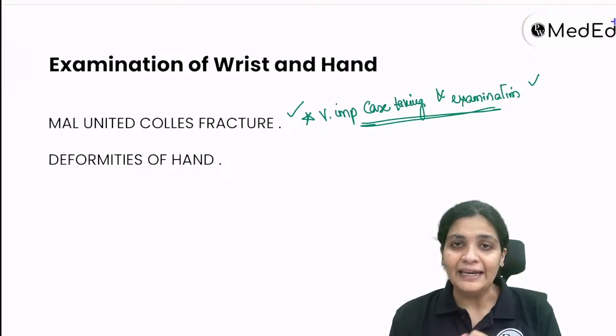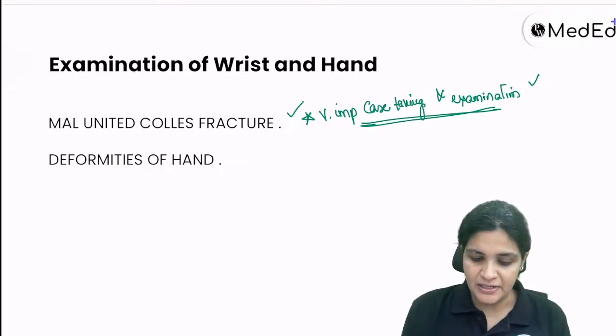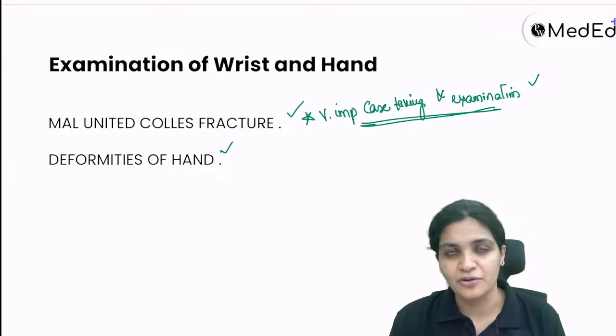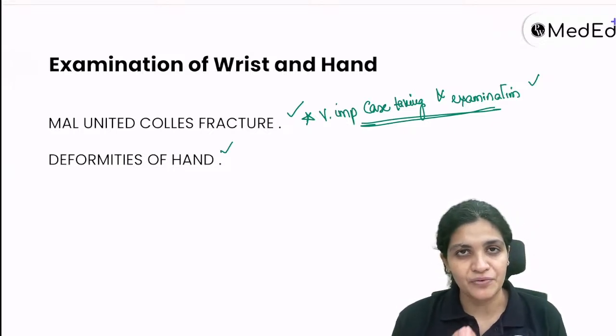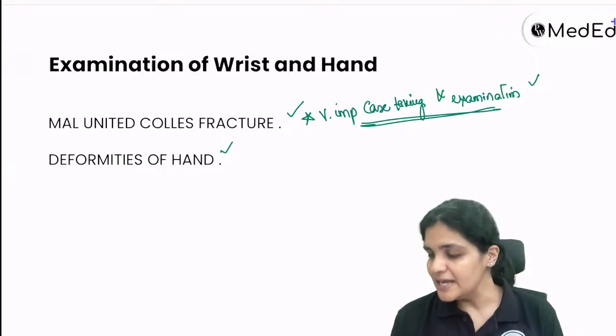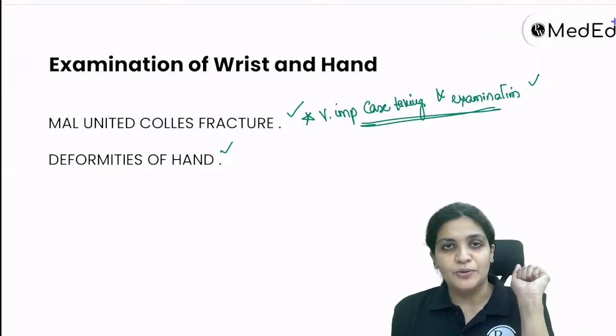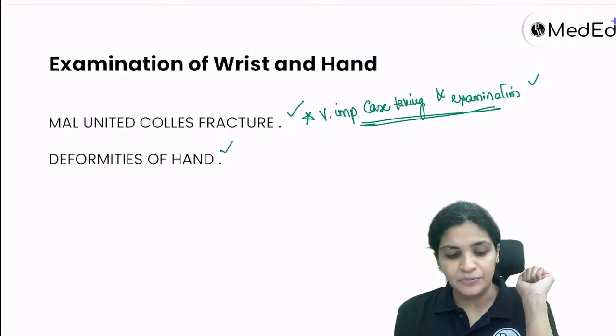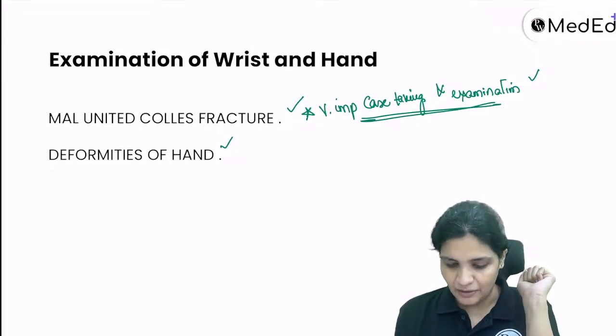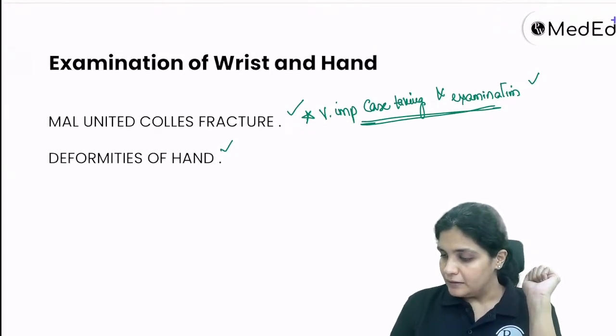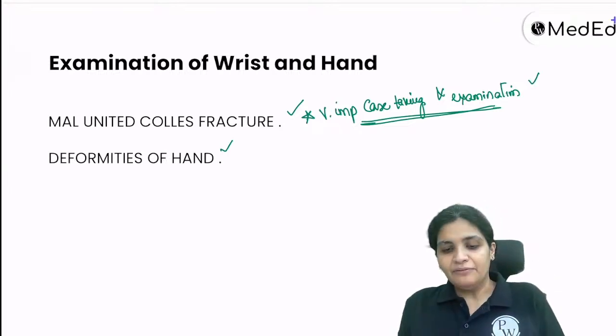Sometimes they would put spotters, and spotters usually deform the hand. This is where our knowledge of examination of the wrist and hand comes into play. So let us understand the various things which you have to learn about the examination of the wrist and hand.